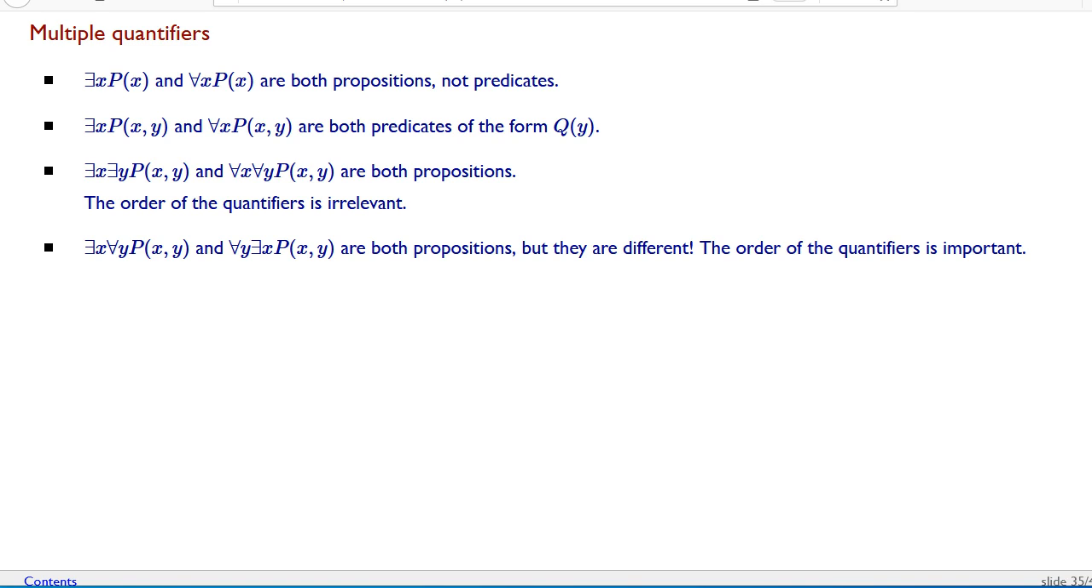A standard example of this distinction is the distinction between a continuous function and a uniformly continuous function. So watch out in general. If you have the 2 different types of quantifiers, the order is important.